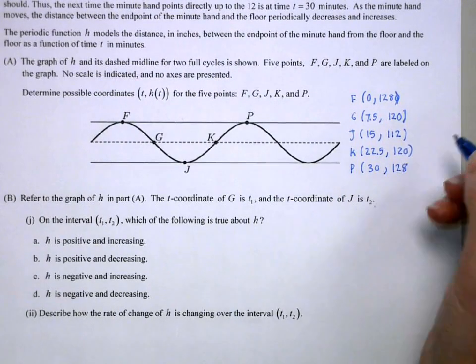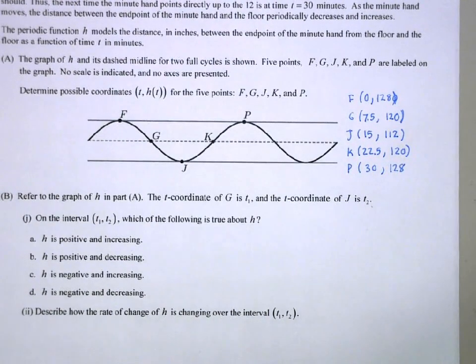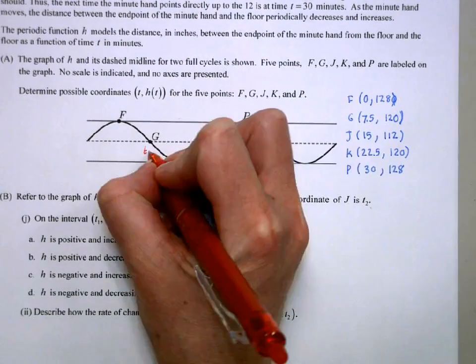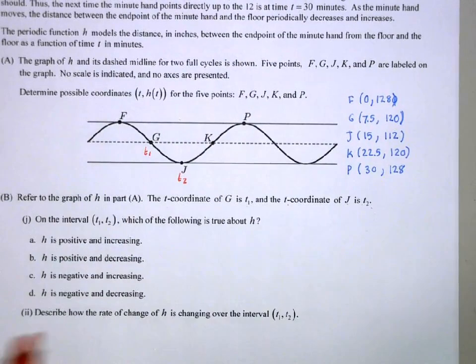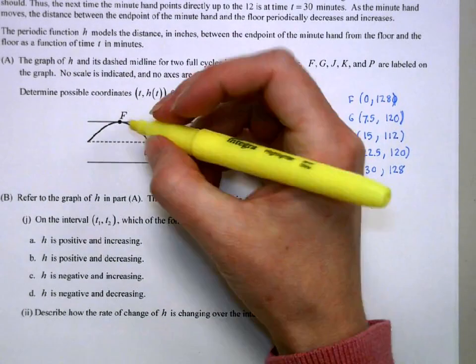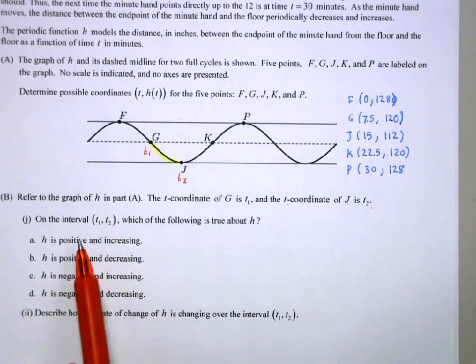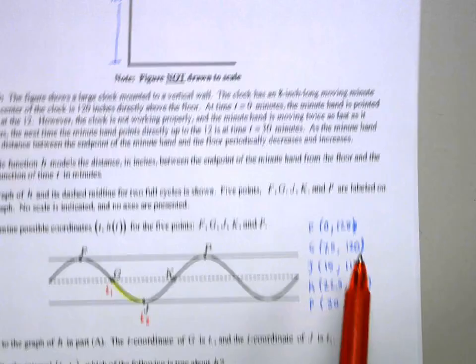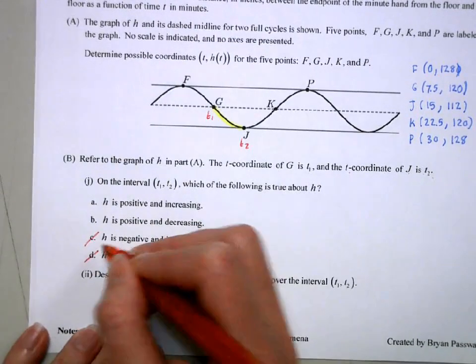Okay, next it says, refer to the graph of H in part A. The t coordinate of G is t1. The t coordinate of J is t2. Okay, so we're talking about this little segment. Okay, it says, which of the following is true? Is our interval positive and increasing, positive and decreasing, negative and increasing, negative and decreasing? Well, my hand is always above the x-axis, so it's going to be positive. Okay, and for this interval, my graph is decreasing.